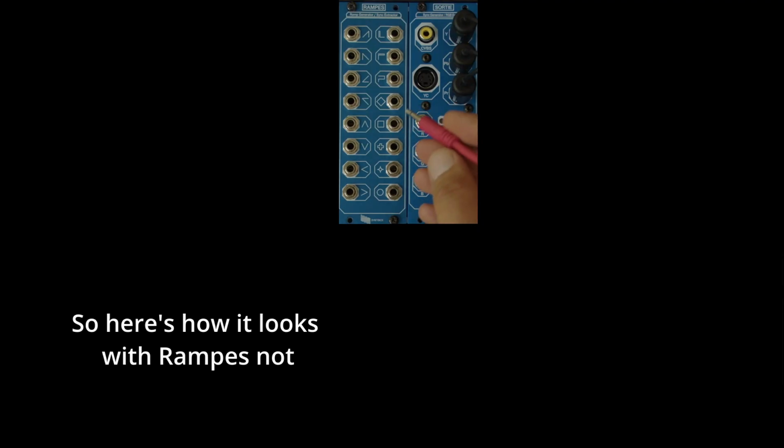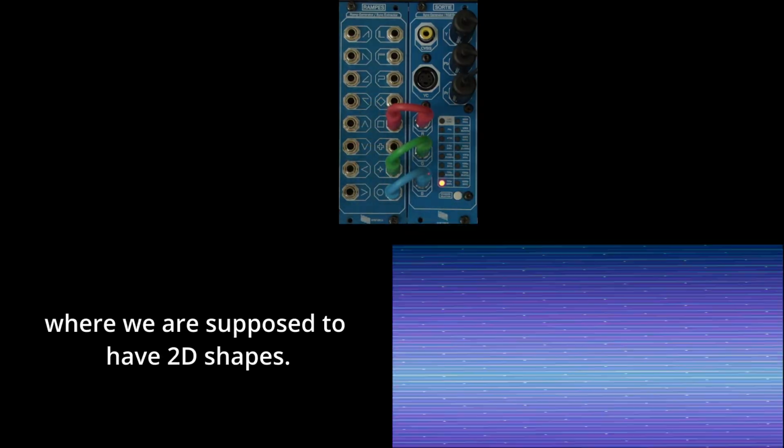So here's how it looks with the HAMP not being synced to Sortie. So as you can see, we got a scrolling mess where we are supposed to have 2D shapes, and as soon as the sync is connected, we got some nice well-centered shape that doesn't scroll up and down.